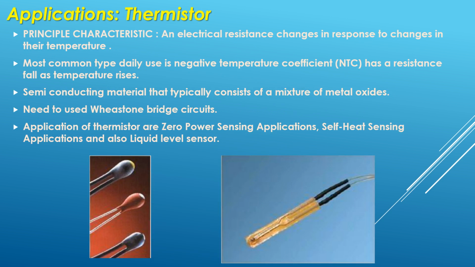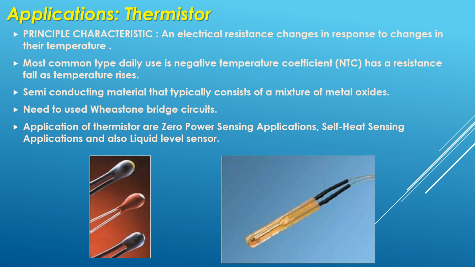So the second application that I chose is the thermistor. The principal characteristic of a thermistor is that its electrical resistance changes in response to a change in temperature. Most commonly, the type used is the negative temperature coefficient, which has a resistance that falls as temperature rises. It is a semiconductor material that typically consists of a mixture of metal oxides.